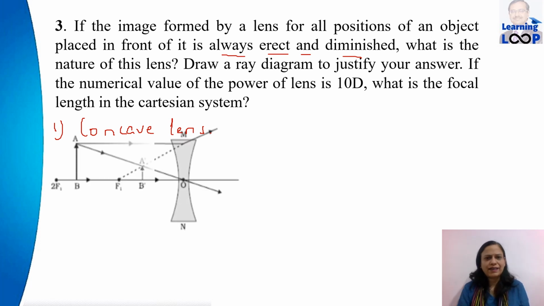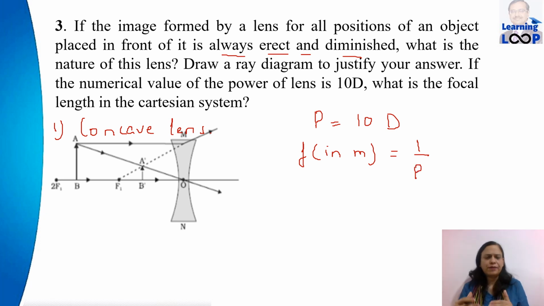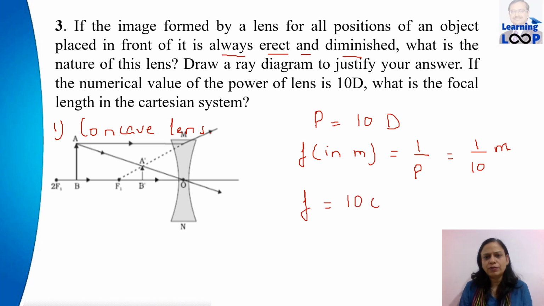So you'll be drawing this ray diagram, the one in which we place the object anywhere in front of a concave lens. If the numerical value of the power of the lens is 10 diopter, what is the focal length? So focal length in meters, always remember this, because this is the part where maximum confusion is there, is the inverse of the power, or you can say power is the inverse of focal length in meters. So in this case, it's going to be 1 upon 10 meters. Now if you convert it to centimeters, you multiply it by 100 and you get focal length equal to 10 centimeters.